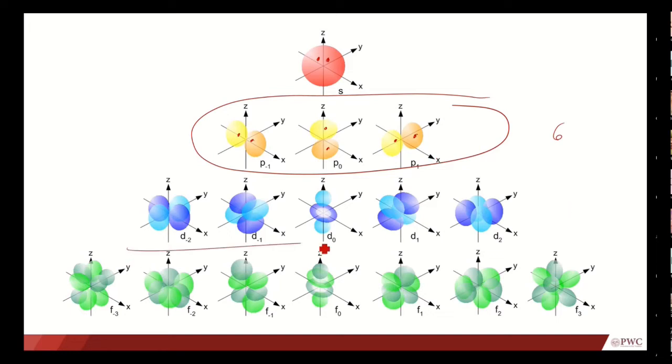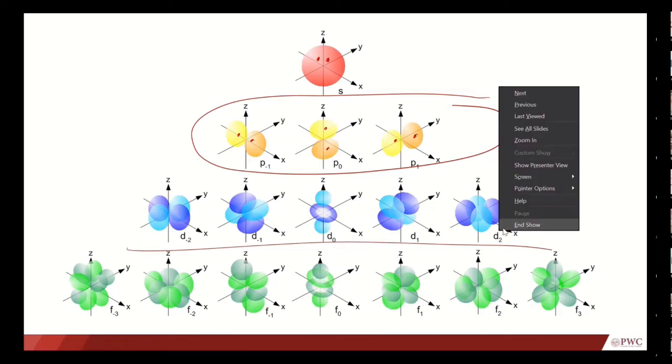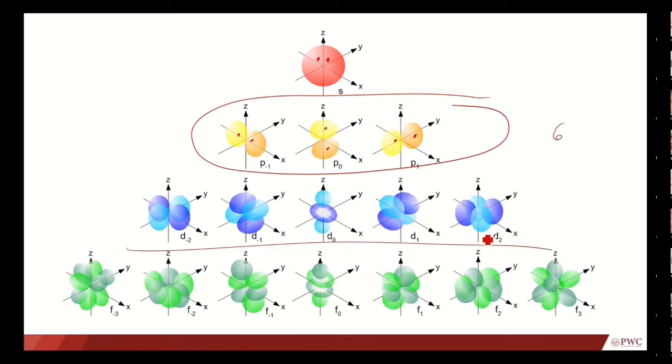Then for the d orbital, how many electrons can occupy this one? 1, 2, 3, 4, 5, 6, 7, 8, 9, 10. So 10, because again, we have 5 types of orbitals, and each orbital can hold up to 2 electrons with different spin, up spin and then down spin. How about the f orbital? 14. 7 times 2, that's 14.